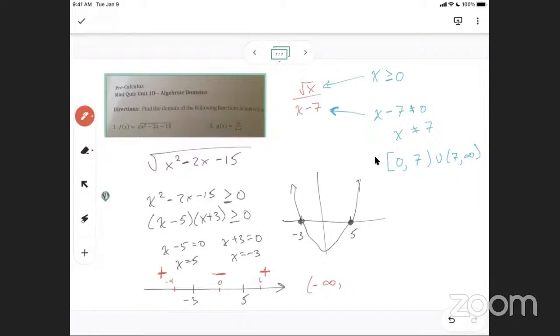Negative infinity to what? The number 1 from the last page. Negative infinity to -3, and then including it or not including it? Including it. Good, so I put a bracket like that. Union, then what? Then 5, including it, and then to infinity. Perfect.